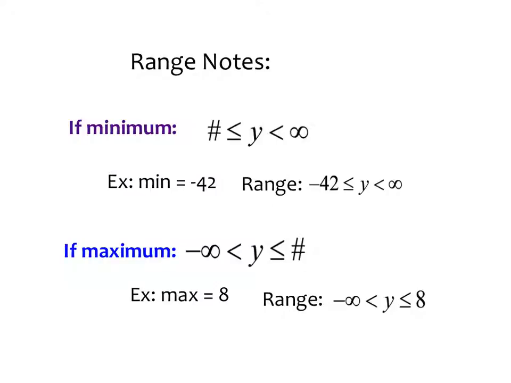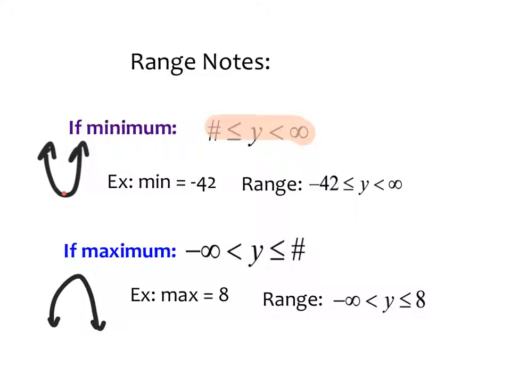So if you have a minimum for your quadratic and a parabola, you know that your parabola will open upward. Therefore, your range will be in the form of any number is less than or equal to y, which is less than infinity. That will always be the range if you have a parabola that opens upward. So let's say that the minimum here was at negative 42. So that was the minimum. Therefore, I would write the range as negative 42 is less than or equal to y, which is less than infinity.